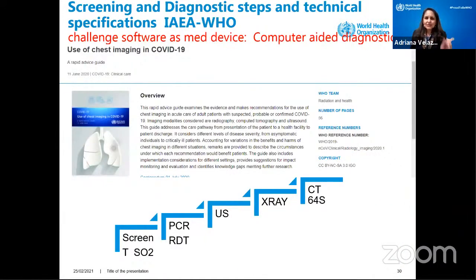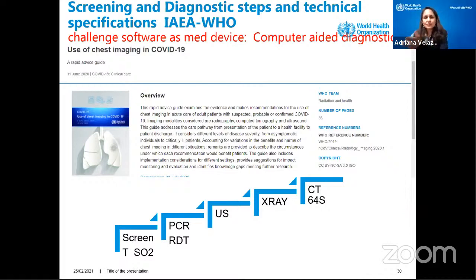At the same time, simultaneously, there was a group working on screening and diagnostic steps and technical specifications for the use of chest imaging. So then we said, okay, you can screen with a thermometer and a pulse oximeter. But then you go to the PCR test and rapid diagnostic test. And then you go to an ultrasound, then to the X-ray, then we need a CT scanner of 64 slices.